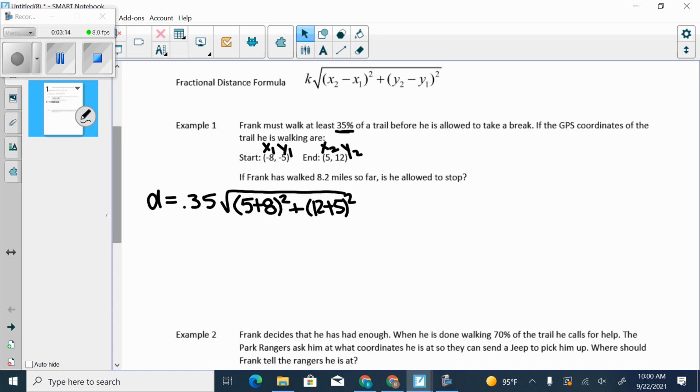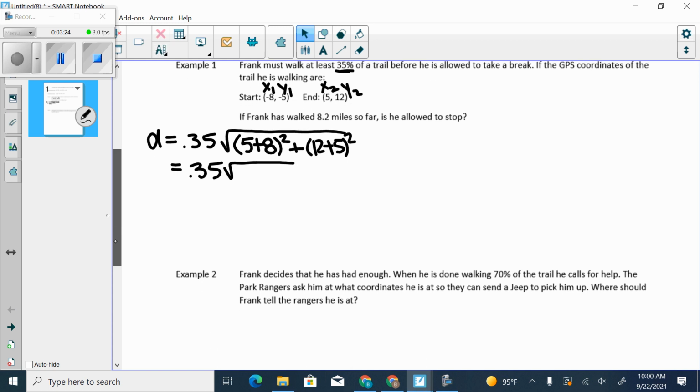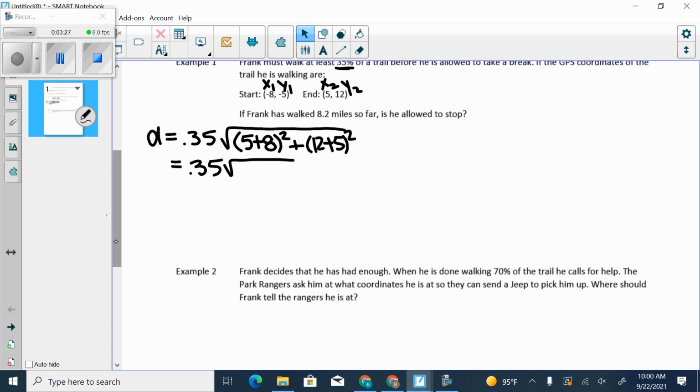Okay. So we're going to simplify what we have underneath our radical first. So I got 0.35, and then underneath here I got 5 plus 8, which is 13. And what's 13 squared? 169. Plus, what is 12 plus 5? 17. And what's 17 squared? 289. And what do I get when I add those two together? Good.